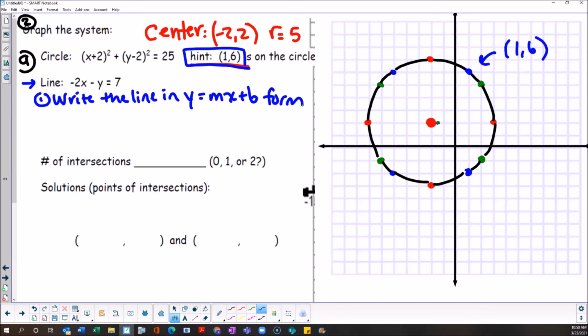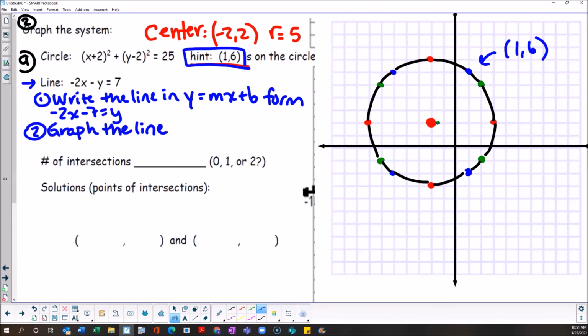So if I rewrite this in slope-intercept form, if I add the y to the right side, and subtract the 7, you see how I would get y is equal to negative 2x minus 7? Do we all get that? It would be bad if we couldn't graph the line, and then that would mess our whole answer up, right? So once I do that, I'm going to graph it. Okay, so I'm going to graph the line.